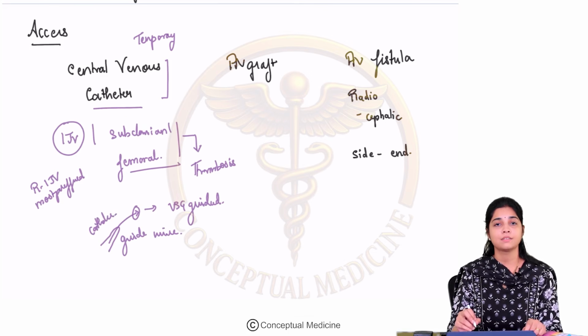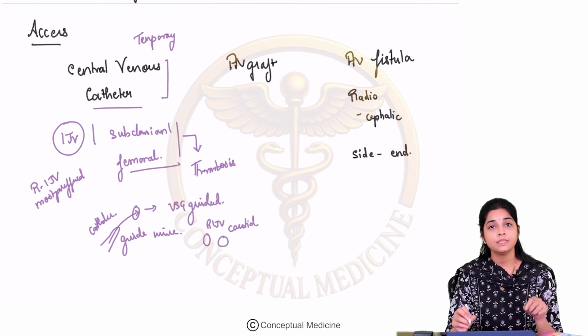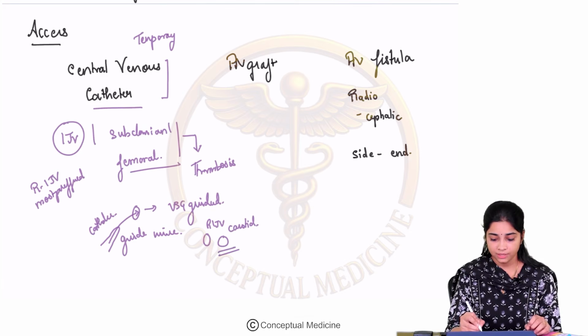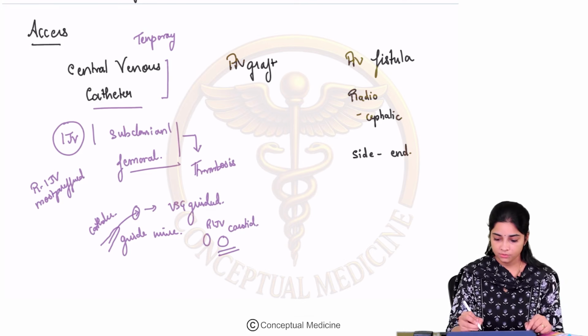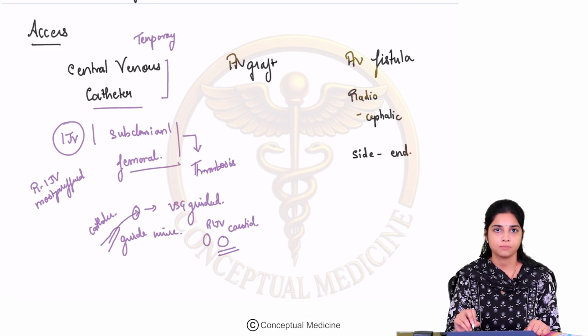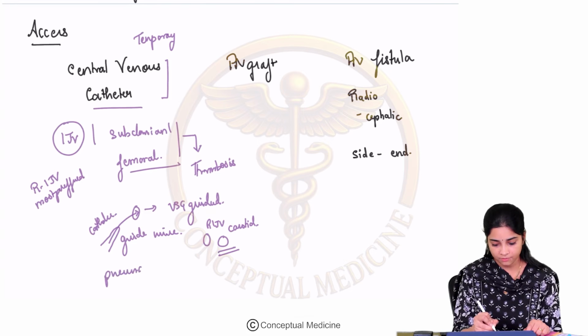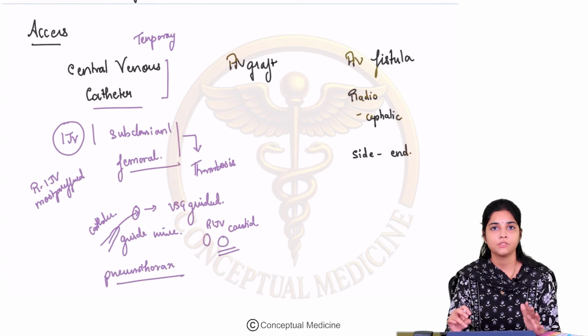Now why is this done as a USG guided procedure? Because just next to the IJV you have the carotid artery, right? So to prevent inadvertent puncture of the carotid. If the carotid artery is punctured, then what happens? There is going to be complete shut off of the blood supply to the brain, right? So that is the reason why you have to do it as a USG guided procedure. Another very important complication which is associated with this IJV access is your pneumothorax. So you have to be very, very careful that you do not puncture the pleura while inserting this catheter.